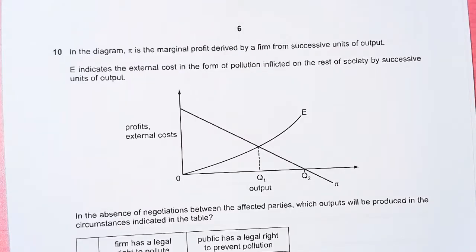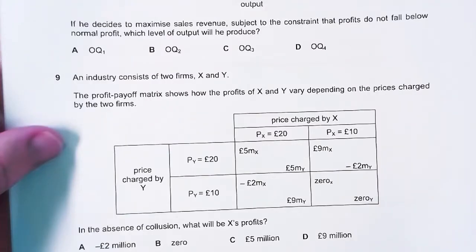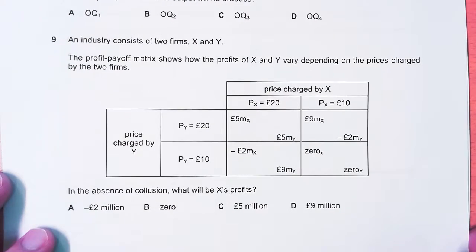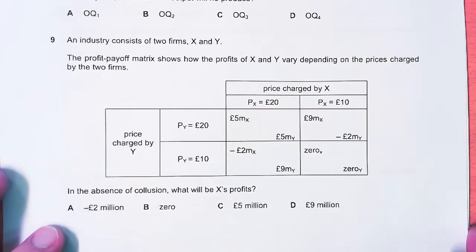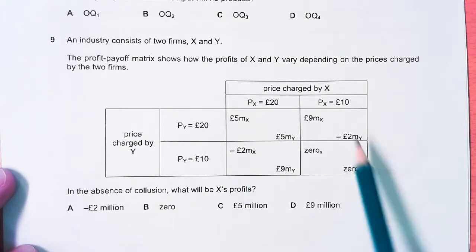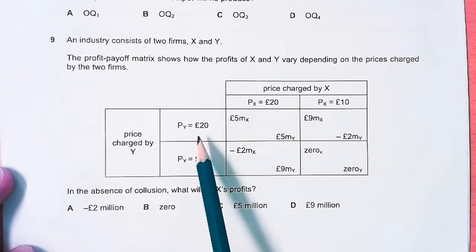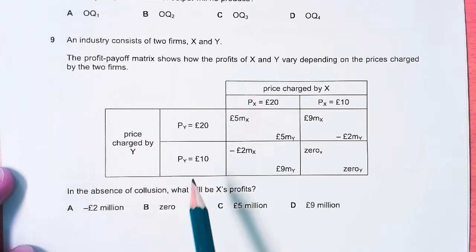Right. Number 9. So yeah, if you know your game theory, these ones are quite nice to answer. The profit payoff matrix shows how the profits of X and Y vary depending on the prices charged by the two firms. So we've got PY equals £20. Okay. And the price here is £10.